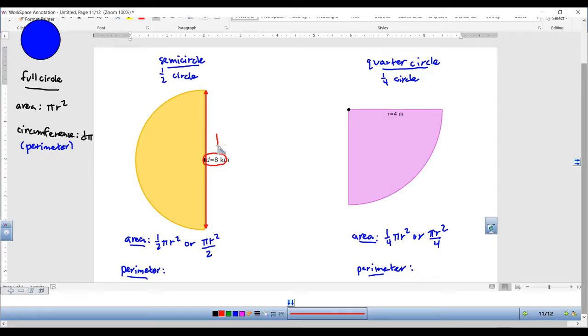That is what? That is the diameter. Correct? Yeah? Okay, so that first part of the perimeter is the diameter. But then we also have this part right here, and this part's a little bit harder.